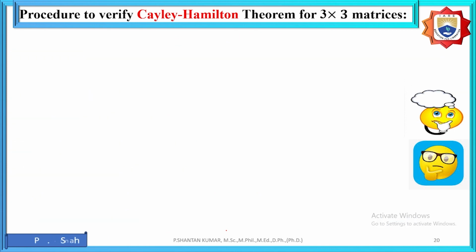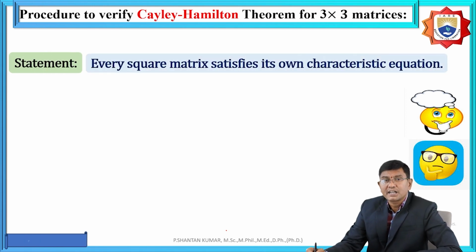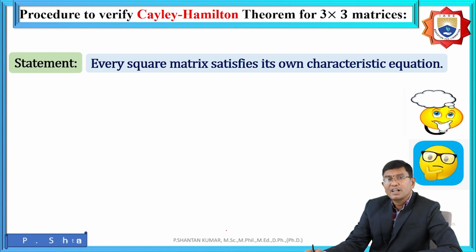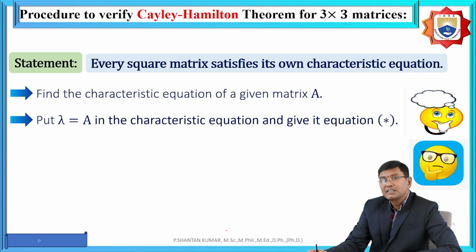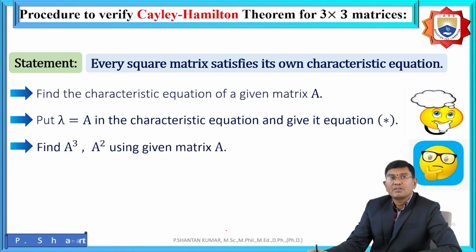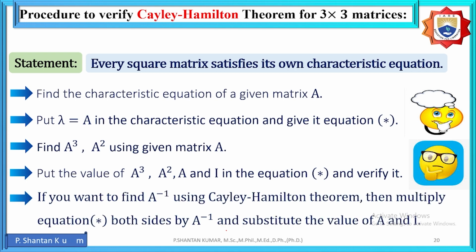Under the 3 by 3 case, the statement is also the same: every square matrix satisfies its own characteristic equation. First we need to find the characteristic equation, and after that we replace lambda with A, and find A square and also A cube using the given matrix A. Then we replace them in the characteristic equation, and the equation is verified. Finally, we find A inverse by multiplying the equation on both sides by A inverse, and we obtain the inverse of the matrix.